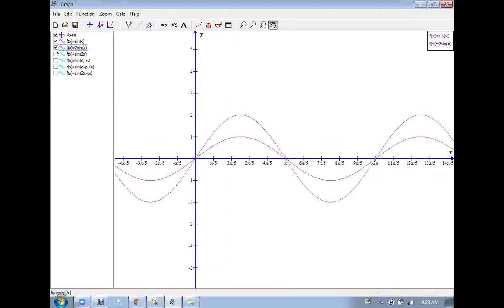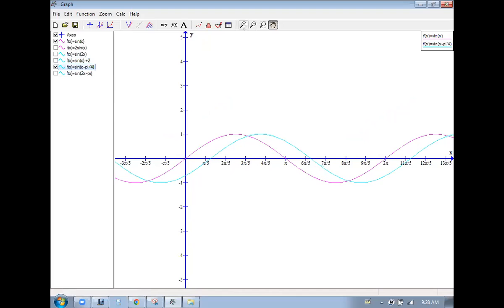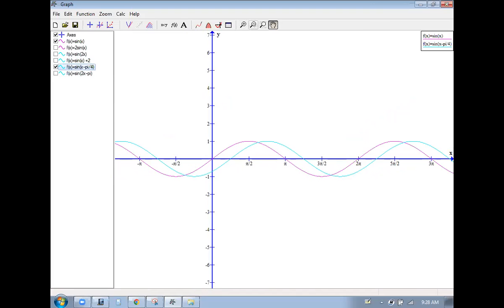If I do 2 times sine, it's just twice as tall, right? Here is sine of 2x. So it just got compressed by a factor of 2. Here is sine of x plus 2. All the y values just had 2 added to it. Okay. Here is sine of x minus pi over 4. I subtracted pi over 4. So you can see it just got shifted to the right by pi over 4.